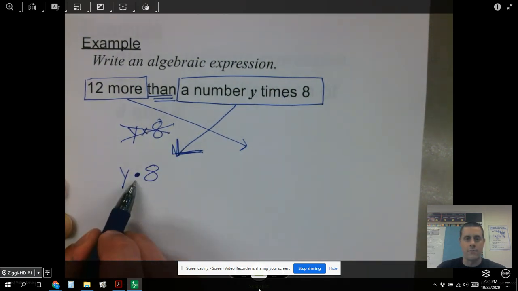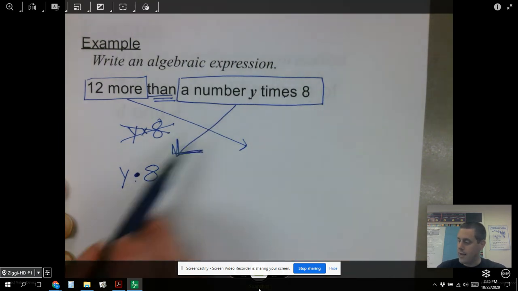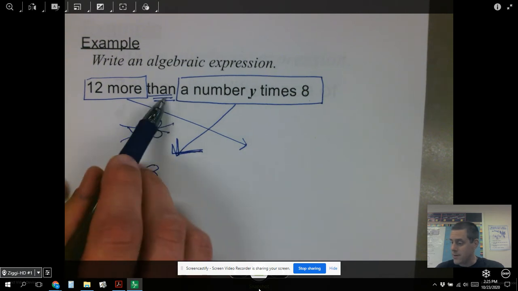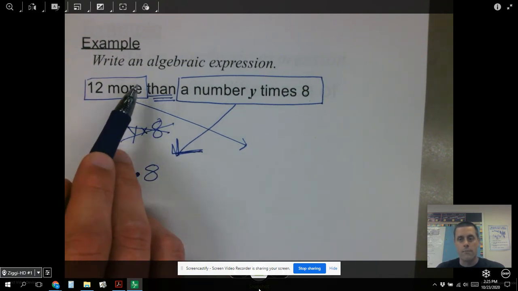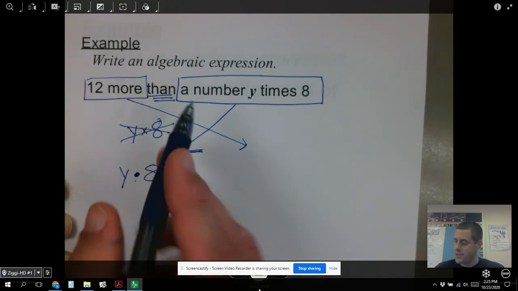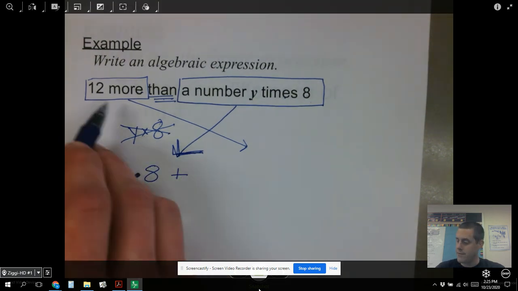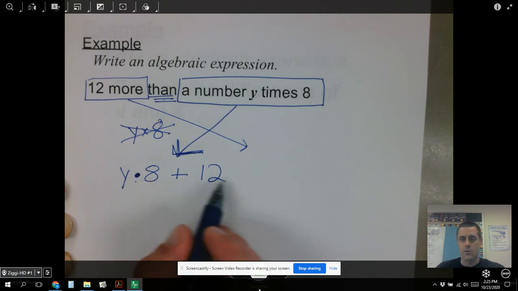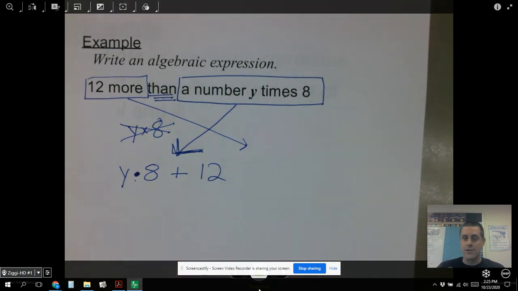Start using the dot for multiplication. So we have a number y times 8, and then coming to the end of my expression is 12 more. More is a key word that means addition, so I'm going to put my plus sign, and then of course we have 12 at the end. Y times 8 plus 12. That's correct. That's good to go.